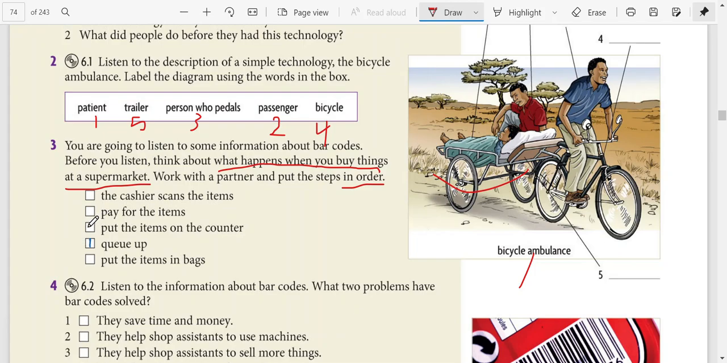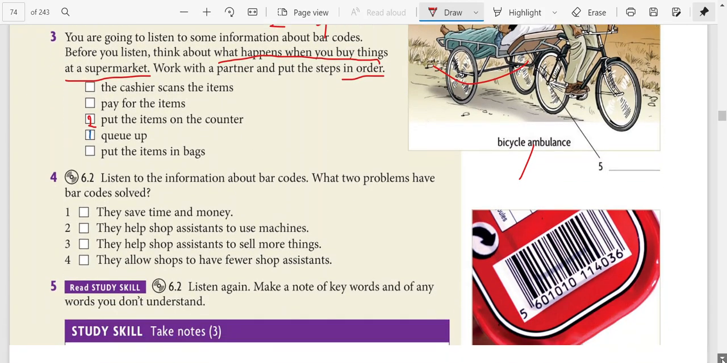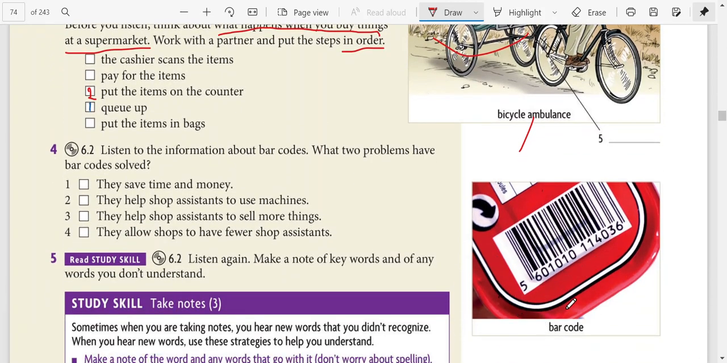Okay, number 2, put the items on the counter. You are in the queue up line, but before doing this, look at this. This is a barcode, this is a technology, but it's newer than the bicycle ambulance, and this one is modern, but this one is ancient and was used many years ago.